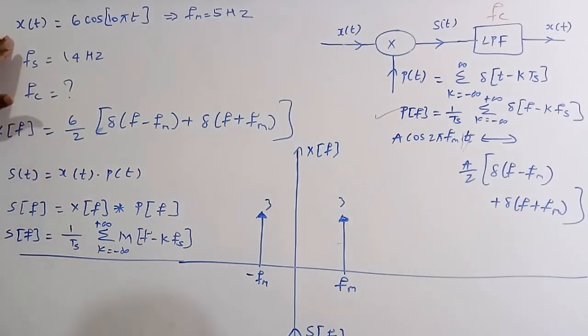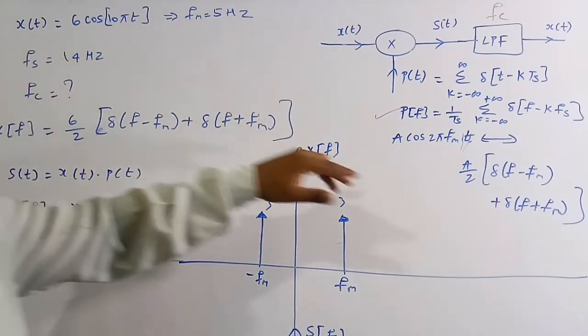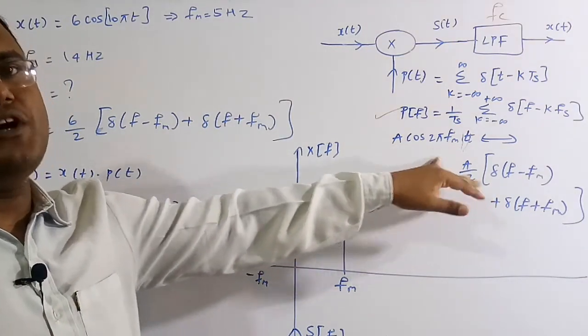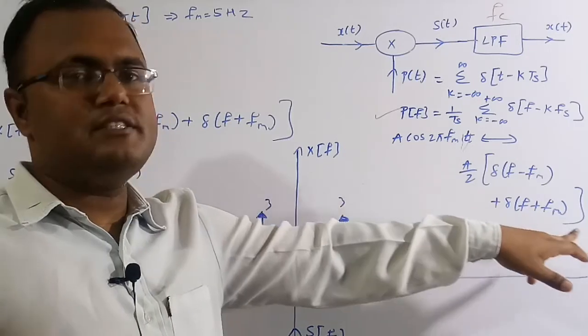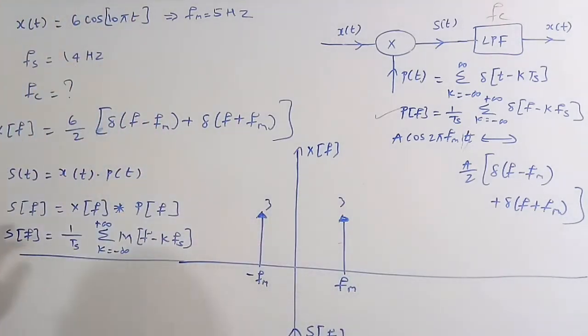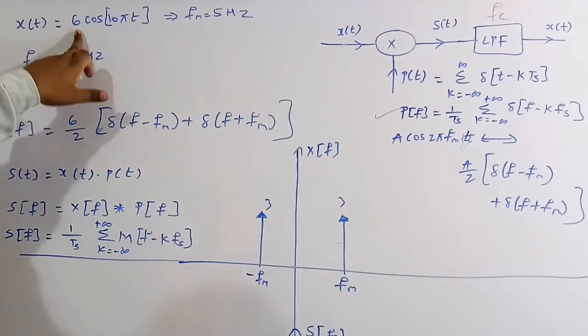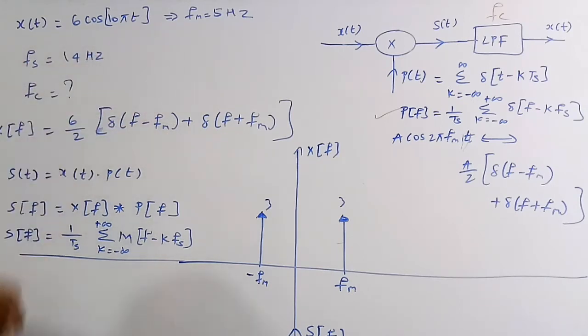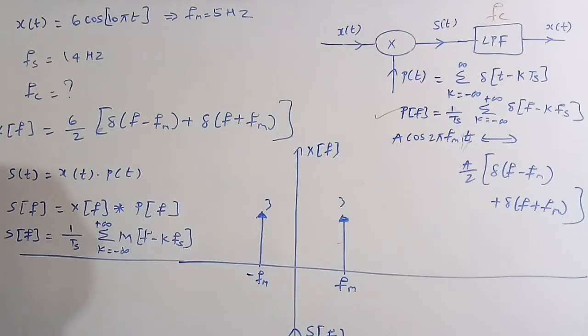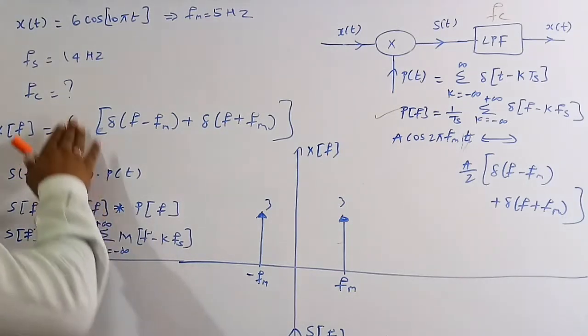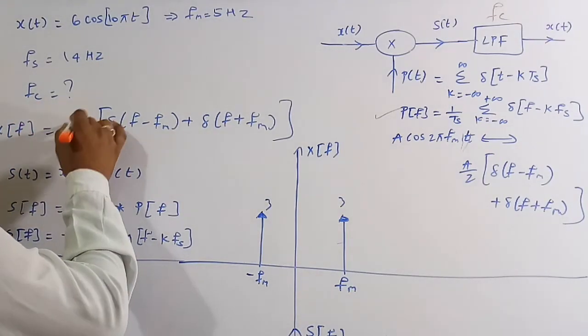Now I am going to find the Fourier transform of this signal x of t. For a cos 2 pi fm t, the Fourier transform is a by 2 times delta of f minus fm plus delta of f plus fm. Using this formula, a is 6 and 2 pi fm is 10 pi, so we get 6 by 2 delta of f minus fm plus delta of f plus fm. Here fm is 5 hertz and 6 by 2 is 3.